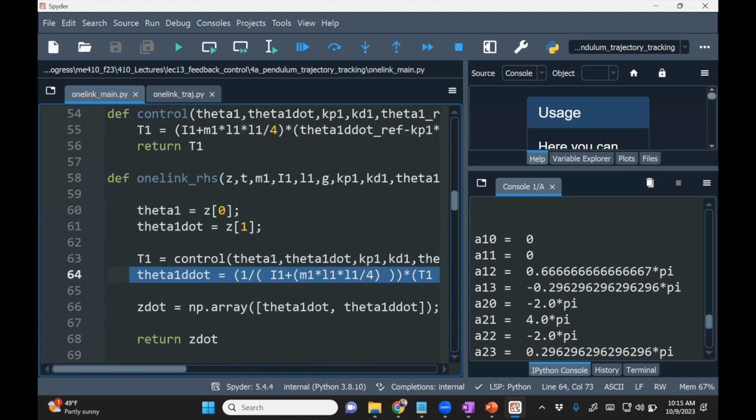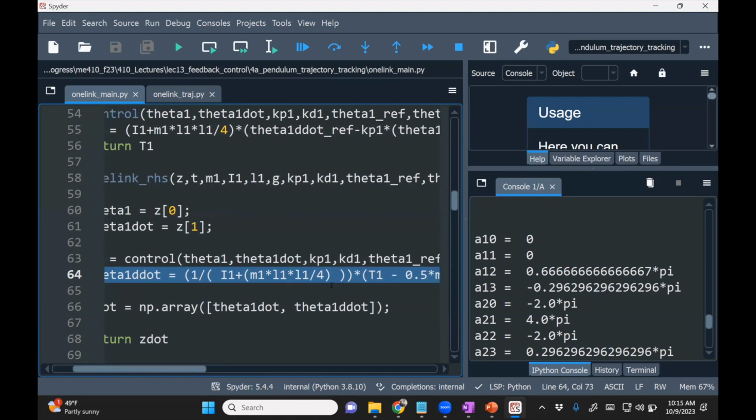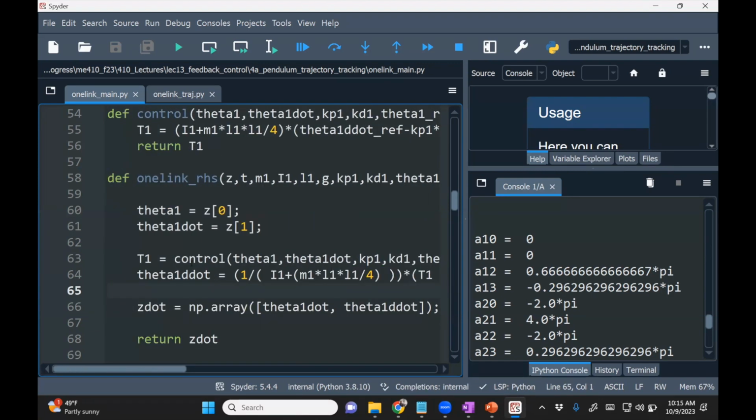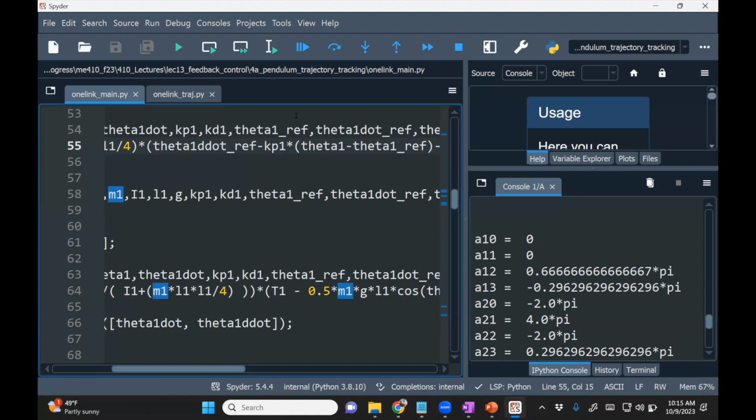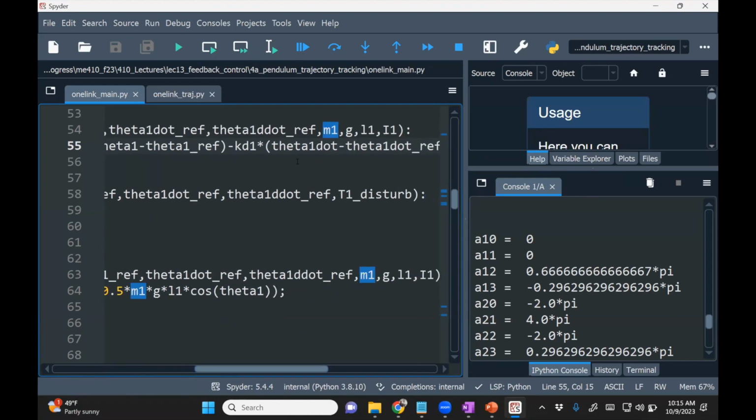And then it has an input to it, the torque. Here I wrote torque as T1. That T1 comes from another file called control, and I would define the control here. So this is my feedback linearization. You can see it is theta double dot ref, kp (theta 1 minus theta ref), kd (theta dot minus theta dot ref). Okay, so let's run this.